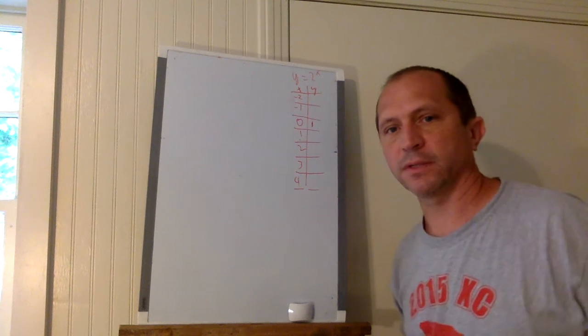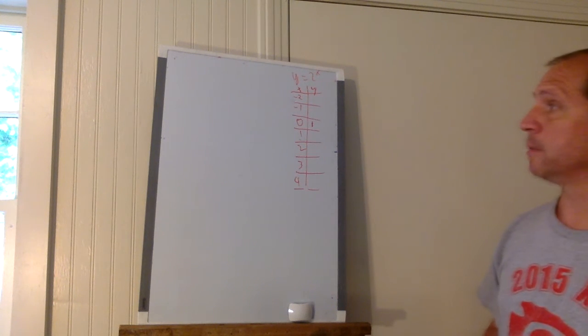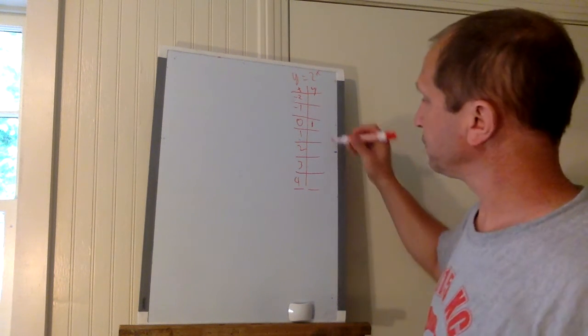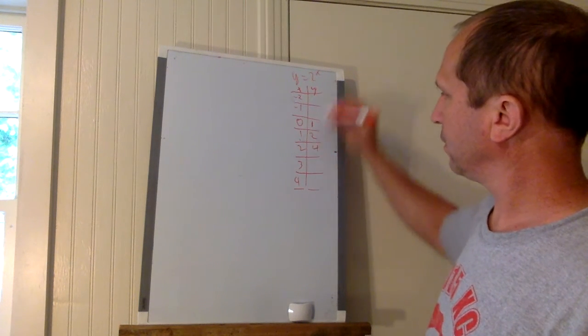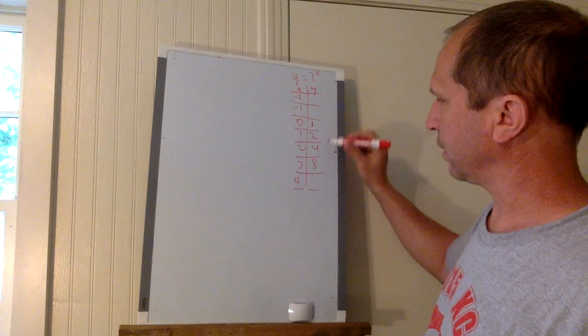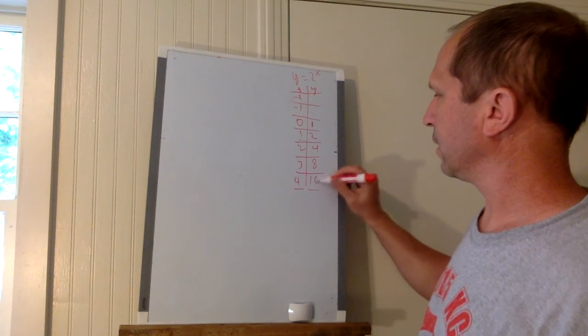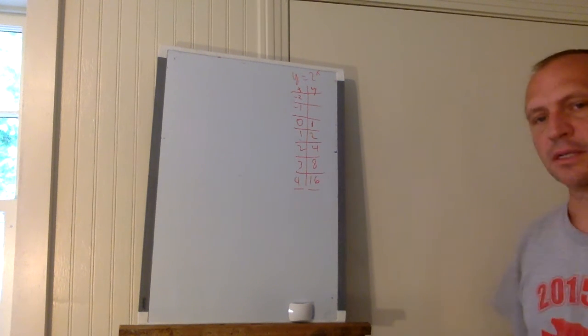0 to the 0 power is an indeterminate number. 2 to the first power is 2. 2 to the second power is 4. 2 to the third power is 8. So what's happening here? We keep doubling, keep doubling, keep doubling. 2 to the fourth is 16, and so forth.